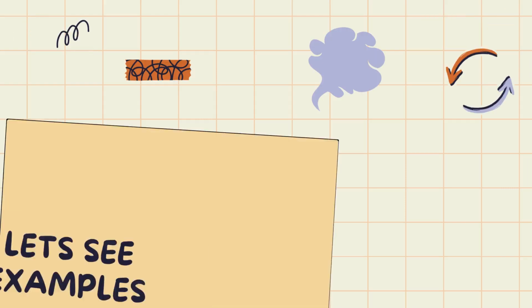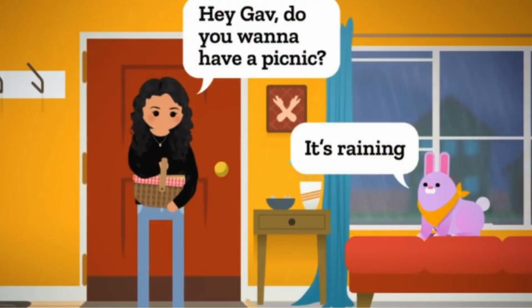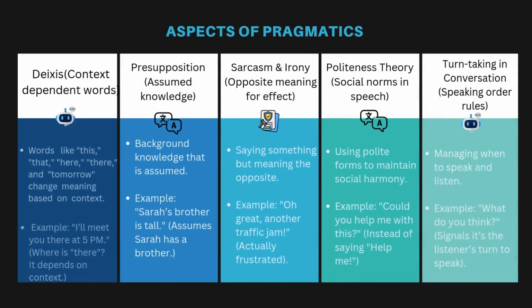Let us see an example. If I say, "Hey Gav, do you want to have a picnic?" and Gav says it's raining, we can probably say Gav is declining my picnic suggestion. But technically speaking, Gav didn't actually say yes or no. This is pragmatics. Now let's see aspects of pragmatics.